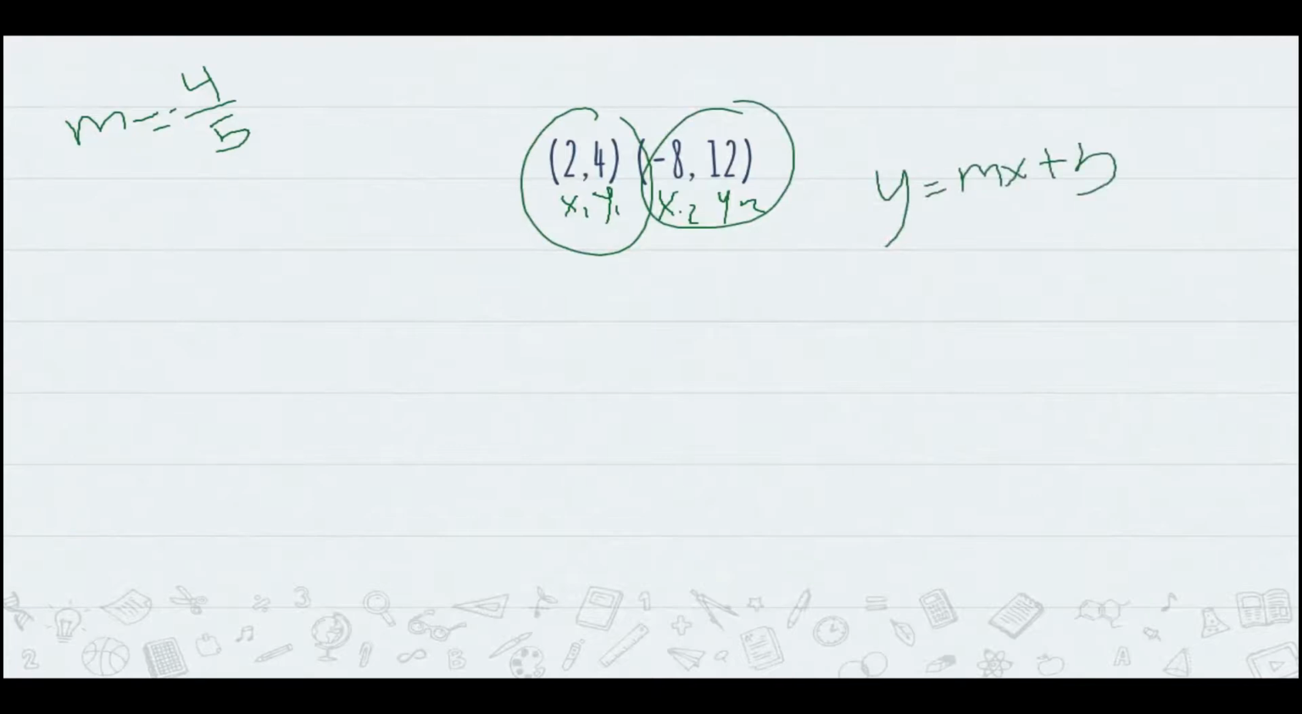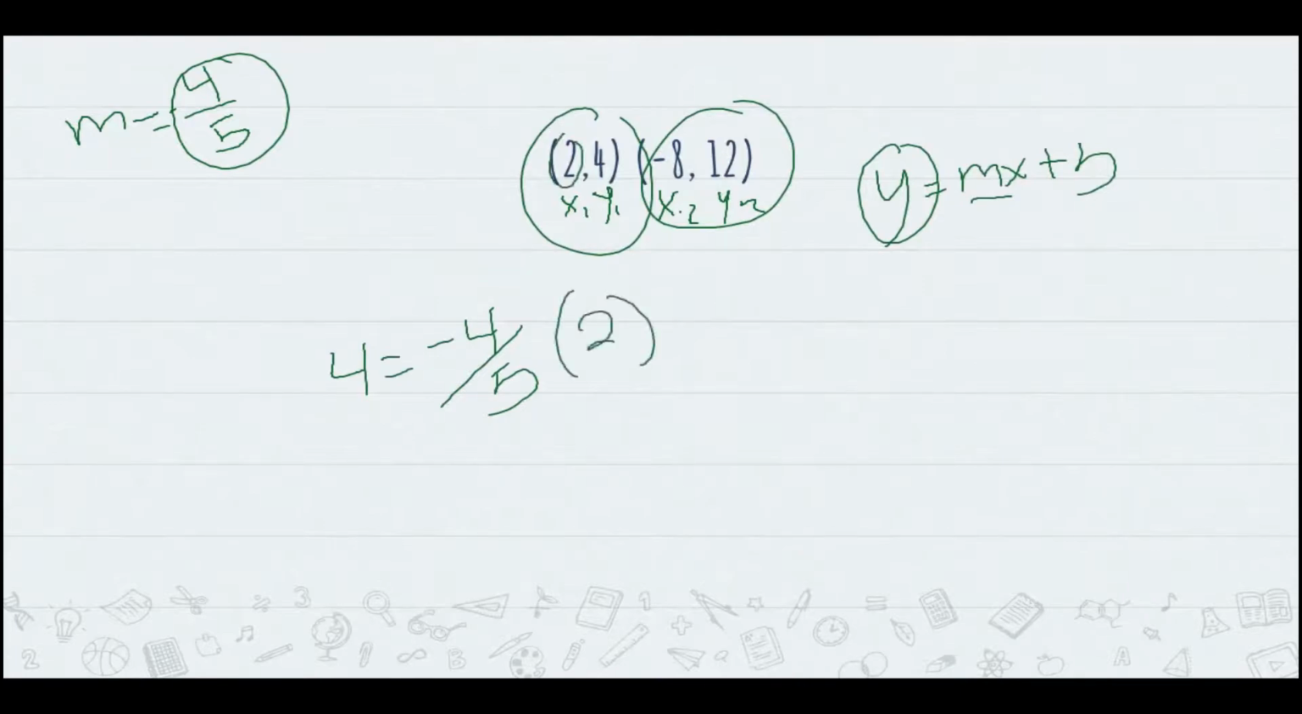We have our m, and our y here is our 4, so it will replace y. And our m, we're going to put our slope. Then our x, which is a 2, which we will put into parentheses. And now we multiply our fraction with our x, which will equal negative 1.6.